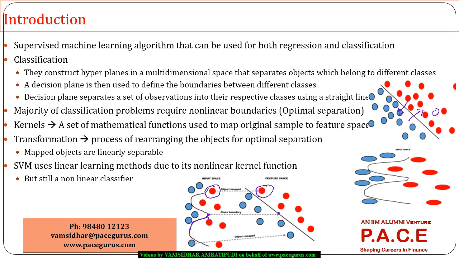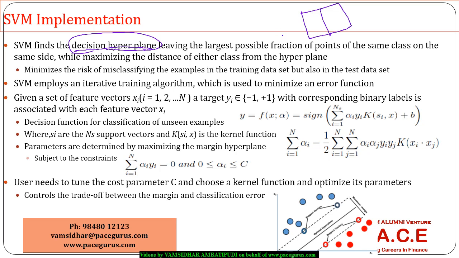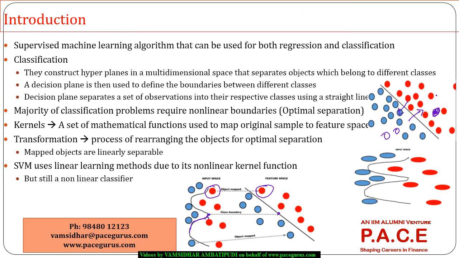Obviously, in the real world, there might be one blue out here, and there might be one or two reds out here. But my objective is to find a hyperplane where the maximum fraction of the points belonging to the red group, the defaulters, lie on the side of the defaulters, and the maximum number of non-defaulters lie on the side of the non-defaulters. And at the same time, the distance between the classes also needs to be much larger, right?